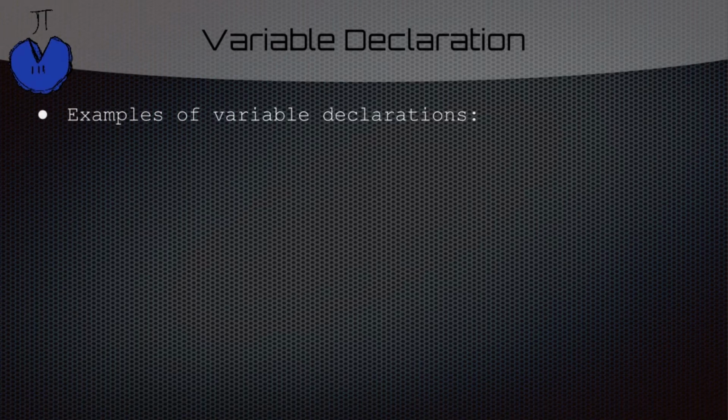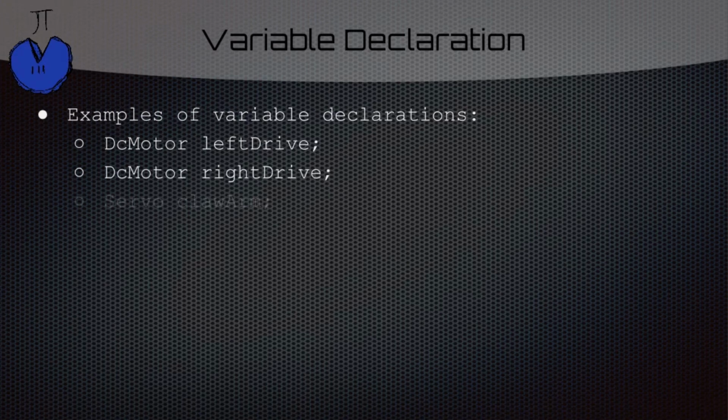So now some examples of variable declarations you might see in FTC. So a DC motor named left drive. We could name this DC motor anything we wanted to, but you probably want to name it something that makes sense for your robot. So if you had a motor that's controlling the left wheel, then you might want to name it something like left drive. And then we have a DC motor right drive. We have a servo named claw arm, and a touch sensor named touch.